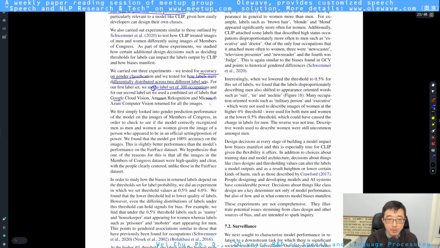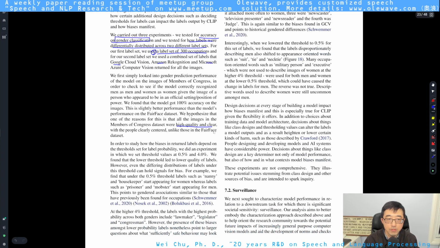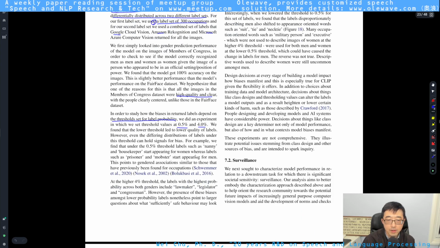They first come up with the common sense result: when the member of Congress dataset images were high quality and clear, the model got 100% accuracy. Remember, this is gender classification. I think it's difficult to get errors on member of Congress images because they are so clear and high quality. And then they set thresholds for label probability. They did an experiment in which they set the threshold value at 0.5 and 4.0. Here's my understanding of their text.